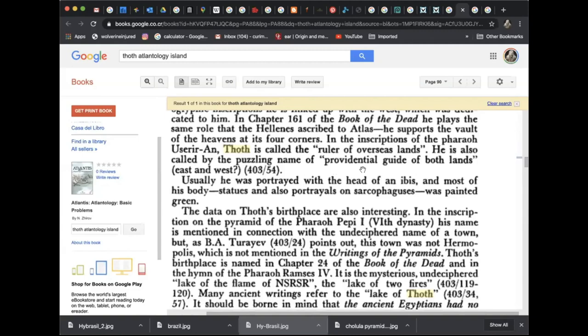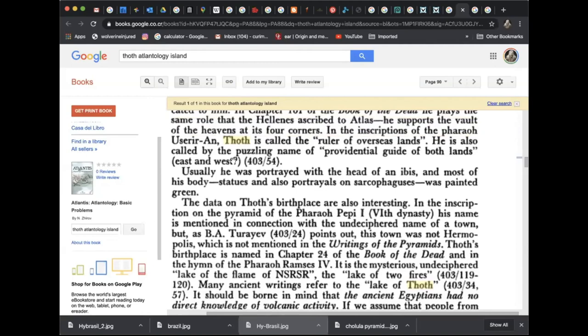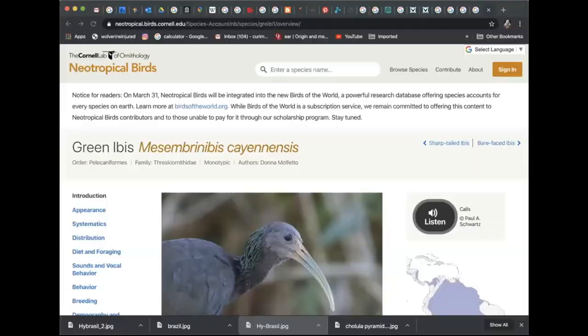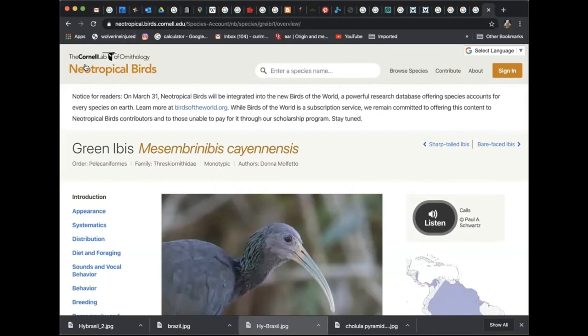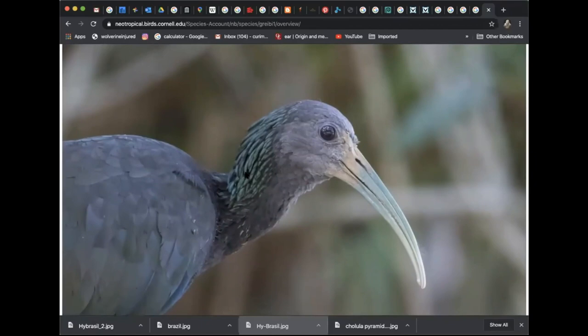Usually he was portrayed with the head of an ibis and most of his body, in statues and also portrayals on sarcophagi, was painted green. All right, so very important, because the green ibis, if you didn't know, I'm just going to let you know where he's from. We're at the Cornell Lab of Ornithology, Neotropical Birds, at the university website. And this is the green ibis right here. Let me just zoom in. All right, the green ibis, right? Thoth, right? What does it say?